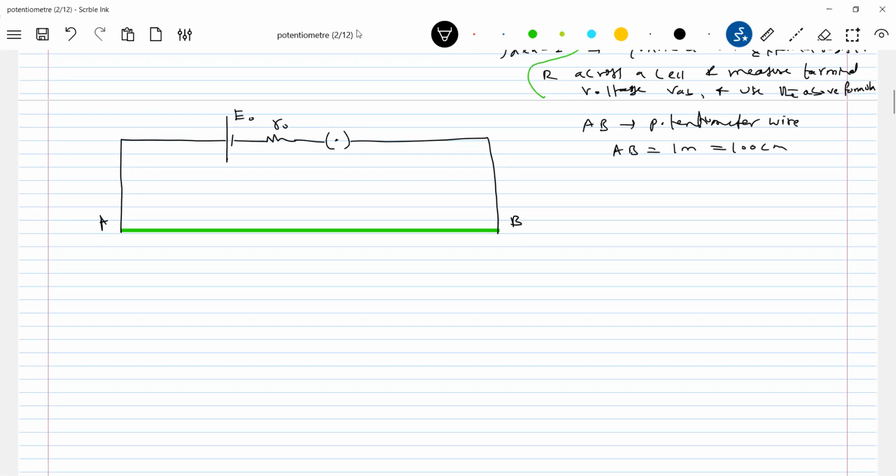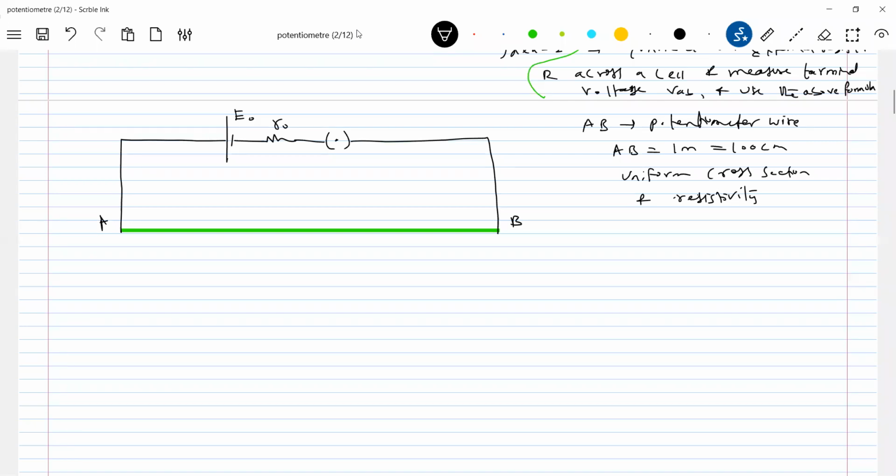What are the requirements? Uniform cross section. The wire must have uniform cross section and uniform resistivity. Usually that's what will be preferred. A standard potentiometer wire will have some thickness. It will have some resistance.